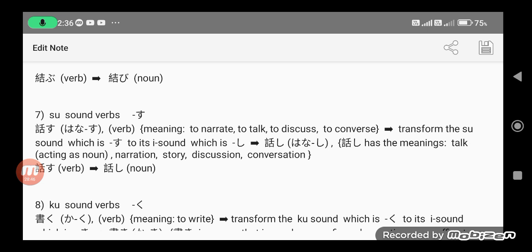Now we have su sound verbs. An example of a su sound: hanasu, meaning to narrate, to talk, to discuss, to converse with someone. Let's transform the su into its extracted form. First, we drop the su and replace it with its I sound. What's the I sound for su? Shi. The I sound for su is shi. So hanasu becomes hanashi. Hanashi has the meanings talk, or, acting as a noun, talk, narration, story, discussion, conversation.